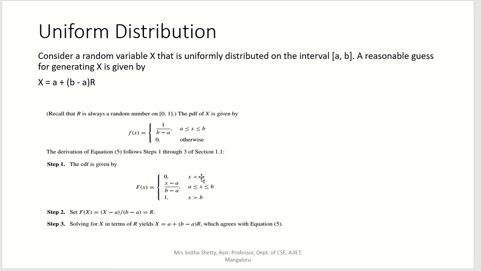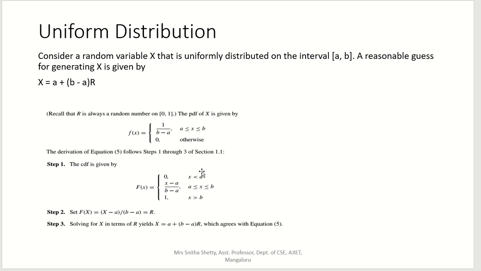So if x is less than a, then f of x is equal to 0. If x lies between a and b, then f of x is equal to (x minus a) divided by (b minus a). If x is greater than b, then f of x is equal to 1. So this is a CDF, cumulative distribution function.